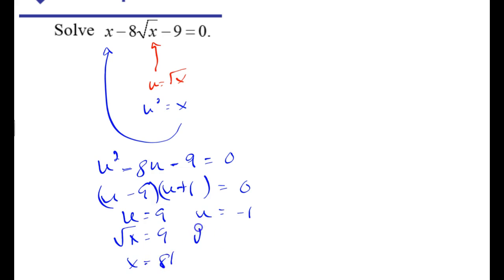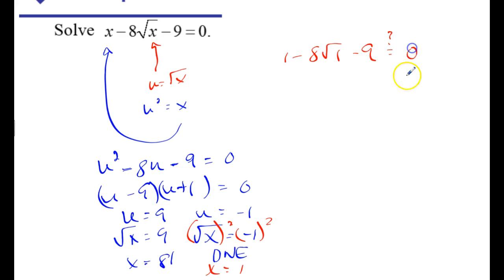Now, when I write this statement, the square root of x equals negative 1, I know that that does not exist because there's no number that I can take the square root of and get a negative. If you didn't recognize that, again, we could just square both sides and get x equaling 1, and then I could check 1 to see if it really worked or not. So 1 minus 8 square roots of 1 minus 9. Does that equal 0? And the answer is no, it does not.